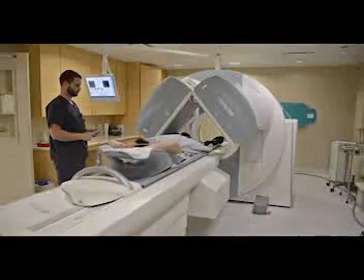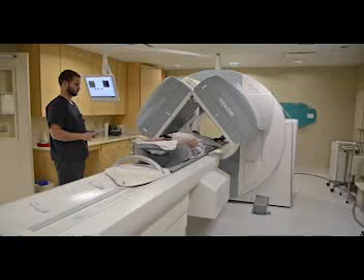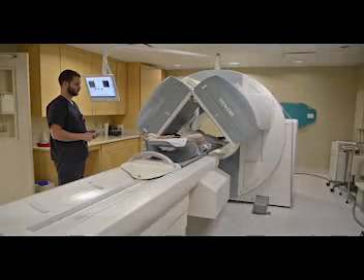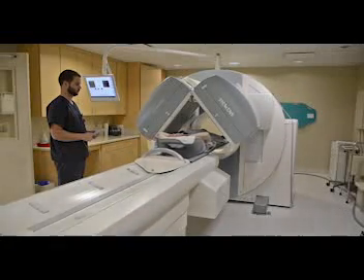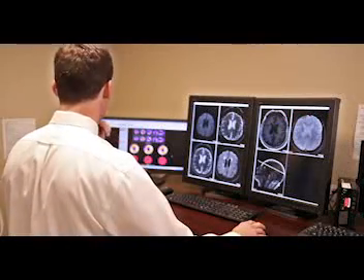We look at the images shortly after you leave the scanner to determine whether we need to bring you back for additional images tomorrow. If we do need to bring you back, that does not necessarily mean that the test is abnormal. It just means that we want to compare images of the heart with stress to images of the heart without stress.